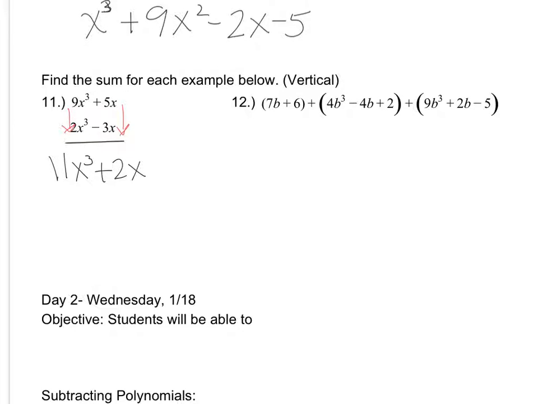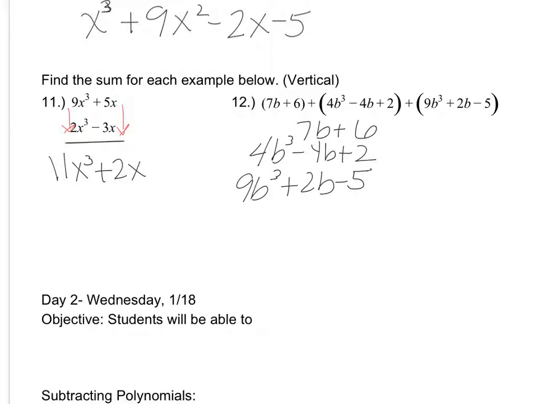So I'm going to make sure that I leave a little space at the beginning on the first part so that I can add in my b to the thirds. So then I have 4b to the third minus 4b plus 2 and 9b to the third plus 2b minus 5. Now remember, you have to check that each of these columns has the same variable in it, or the like terms. So then all I have to do is add them.